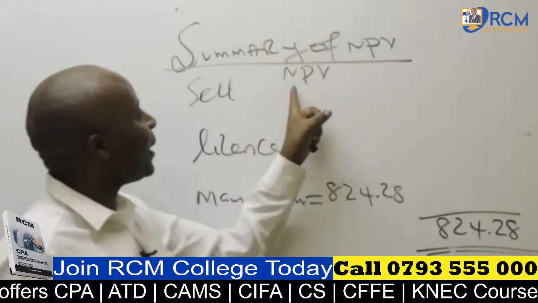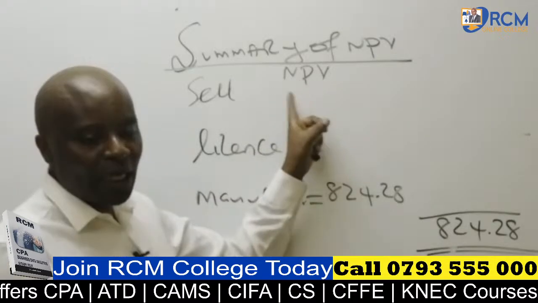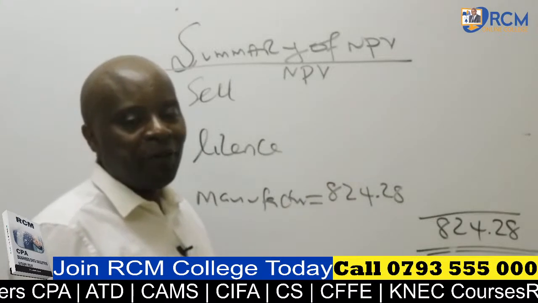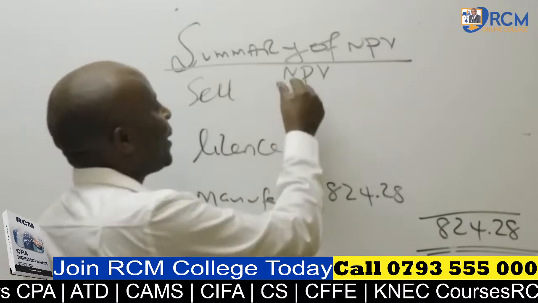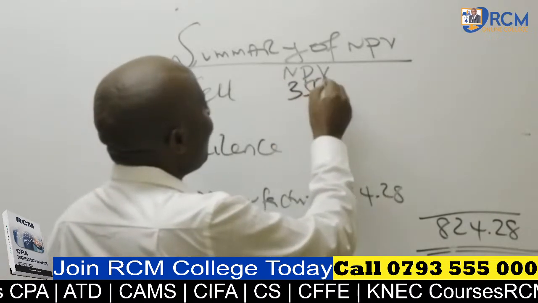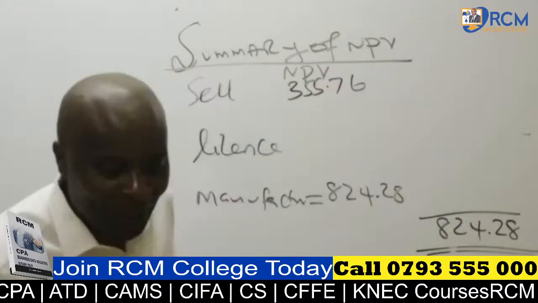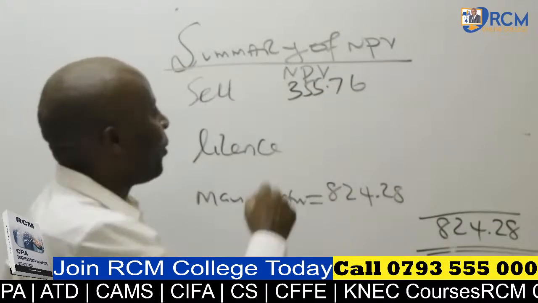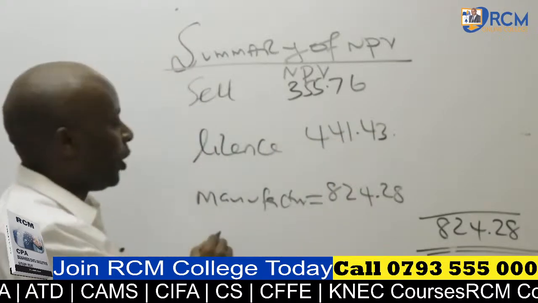So can somebody remind us the NPV of selling? What do we have? 355.76. How about license? License is 441.43. So as such, in this case here, we recommend.